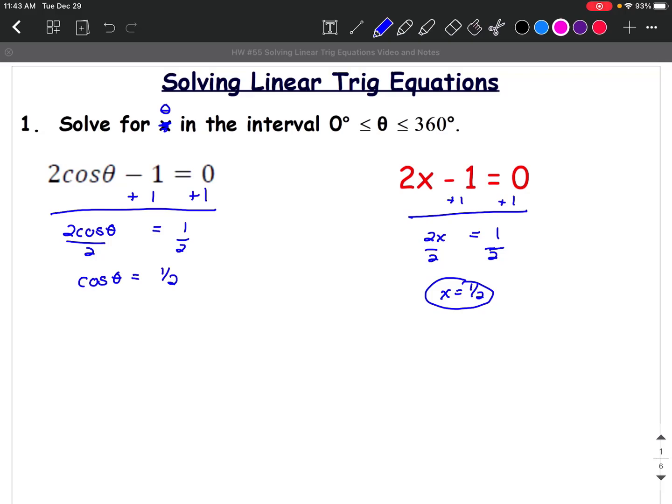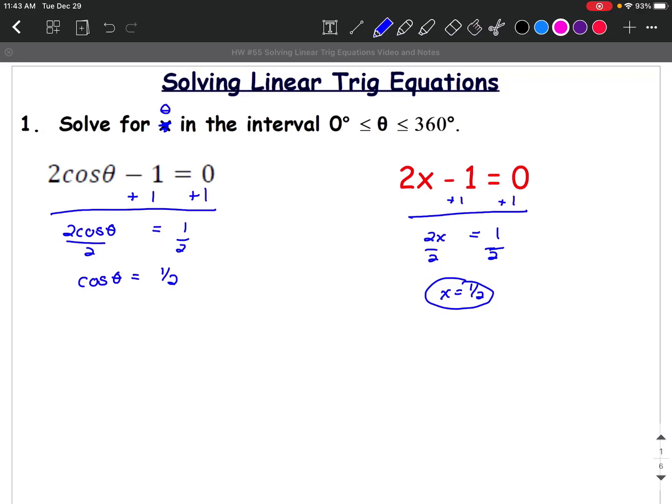We have not found the angle yet. So we're only part done. The majority of our work is still yet to come. Okay, so this is where solving linear trig equations is different. So now we have to stop and think, and we're going to think about our special angles.